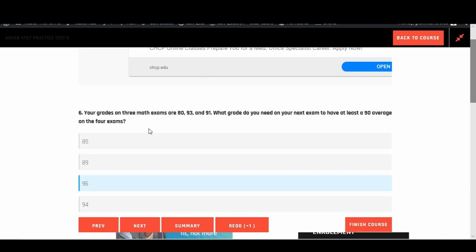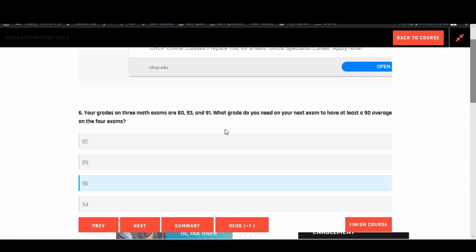Number 6 says your grades on 3 math exams are 80, 93, and 91. What grade do you need on your next math exam to have at least a 90 average on the 4 exams? So we need to set up a formula that's going to help us solve this accordingly.